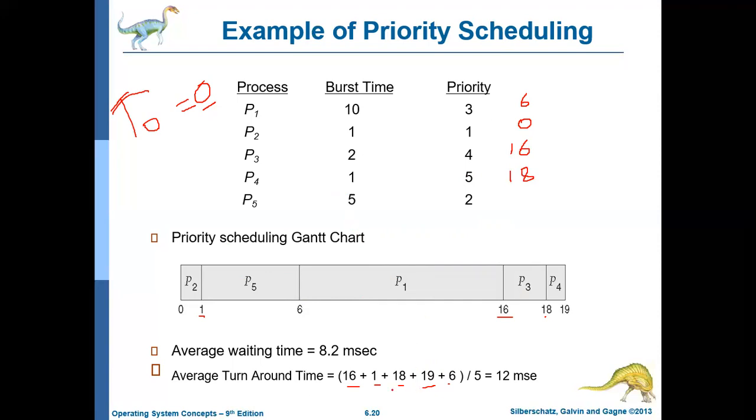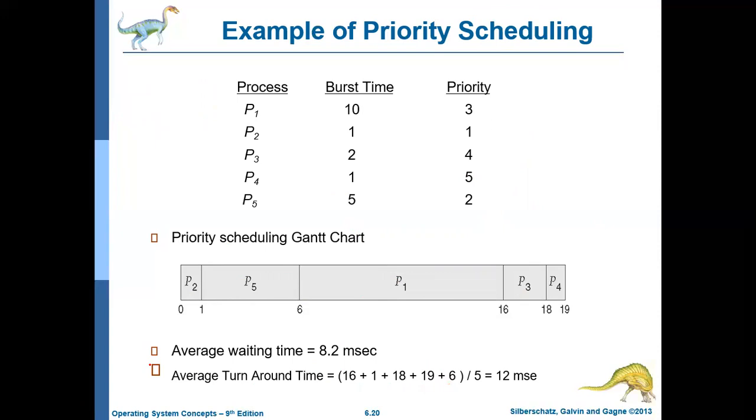Okay, and P5, its turnaround time is 6 and its burst time is 5. So 6 minus 5 is 1. Its waiting time is 1. Okay, so you can add all these values and divide by 5. That is what gives you the average waiting time.